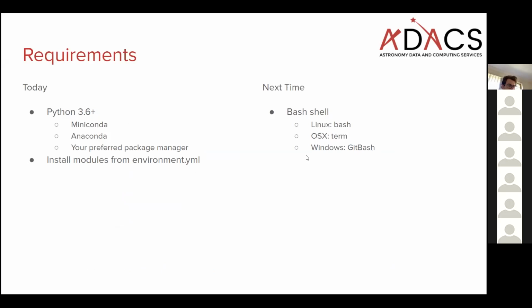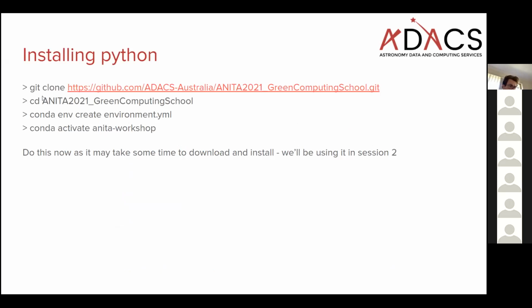So if you go to the GitHub page, which I linked previously, then you should be able to clone the repository. So on my machine, this is how I would do it: git clone this whole big thing here. That will give you a new directory, which is just ANITA 2021 Green Computing School.